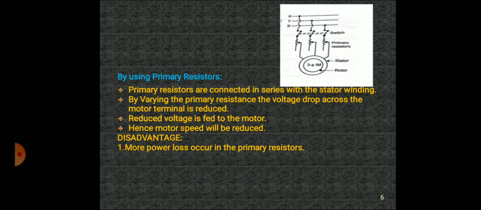Second one, by using the primary resistor. Primary resistors are connected in series with the stator winding as shown in the figure. By varying the primary resistance, the voltage drop across the motor terminal is changed, that is, reduced voltage is fed to the motor. Hence, the motor speed will be reduced. It is one of the conventional speed control methods of induction motor. The control method is very simple. The main disadvantage is that more power loss occurs in the primary resistance.